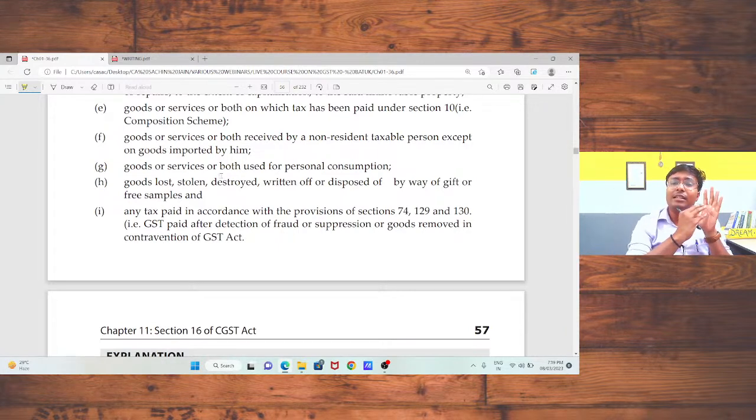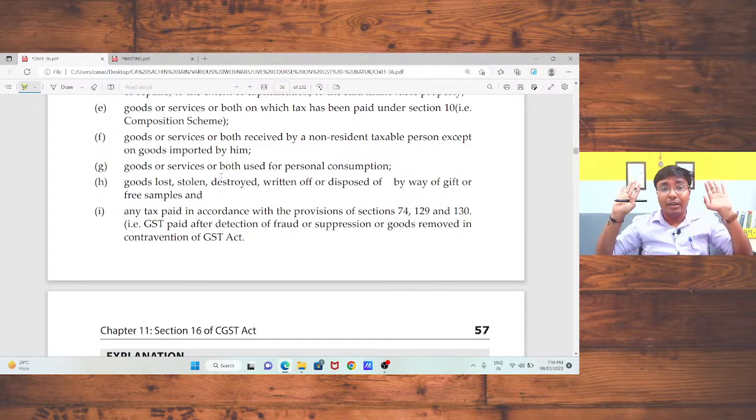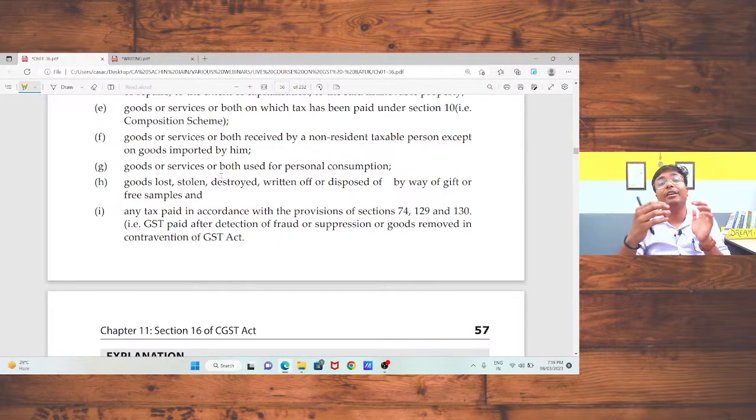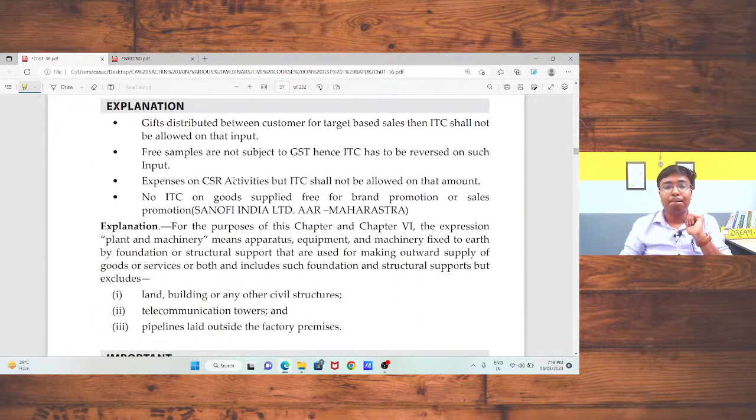If you are going to pay the tax under composition taxable person, input is not allowed. Personal consumption, input is not allowed. Lost, destroyed, written off, input is not allowed. Sir, okay.